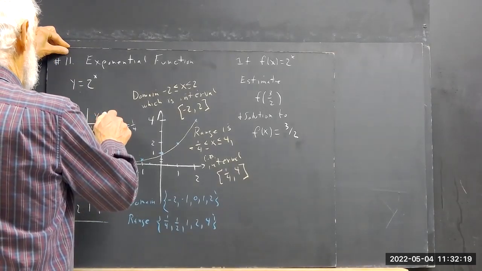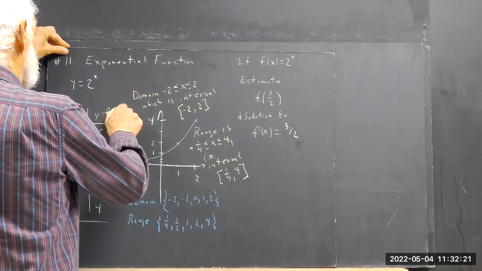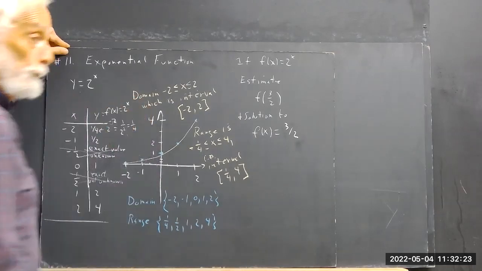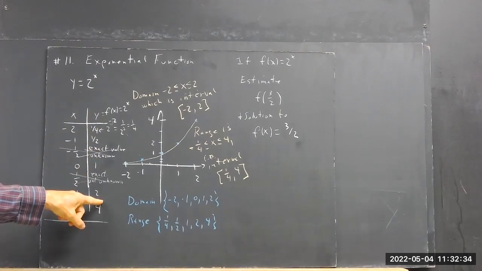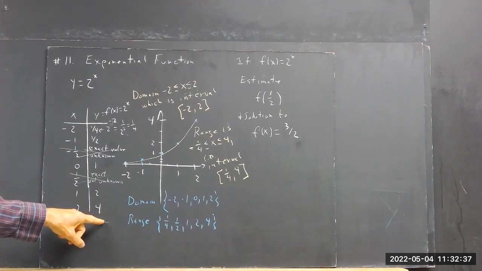Okay, well, the table tells you that the table could be written this way. X, y, and y equals f of x, which is 2 to the x, right? So here are your x values. Here are your values of f of x. So if you want f of 1, well, there's your table. Tells you that f of 1 is 2 and f of 2 is 4.